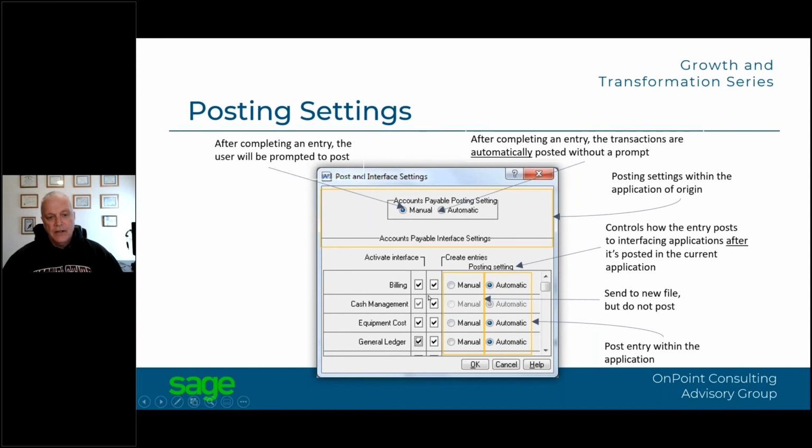Then these little guys down here, this is module by module. When AP sends those entries to cash management, for instance, automatically post. When it sends them to equipment or GL, automatically post. That's what this setting is. If for any reason there's a business use case to not do that, you would set this to manual. And this is within the post and interface settings in AP. You've got the same thing in payroll, for instance. When payroll posts, what do you want to happen in the other modules? So this is module by module.